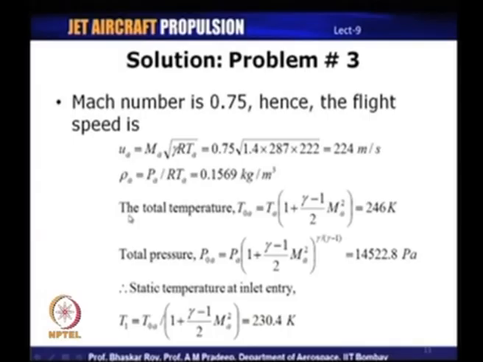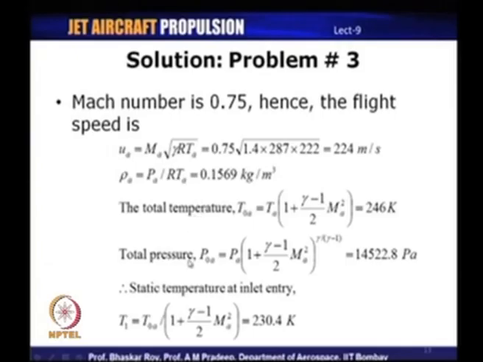And once the Mach number is already known to us, and the static temperature T a is known to us, we can find out the total temperature, which is T naught a. This is T a into 1 plus gamma minus 1 by 2 M square, and that is basically from the energy equation. So, T a is given as 222, Mach number is 0.75. So, we get T 0 a is equal to 246 Kelvin.